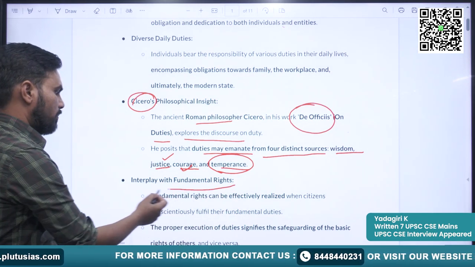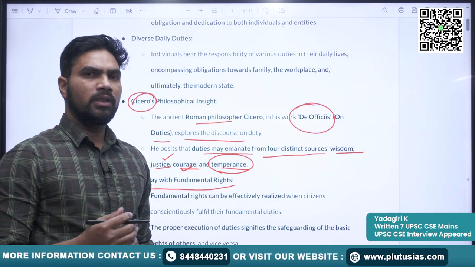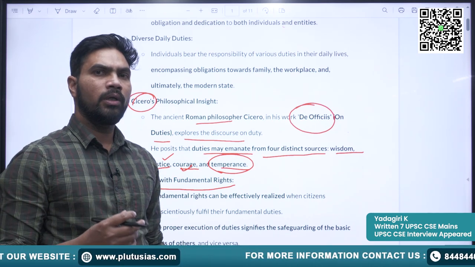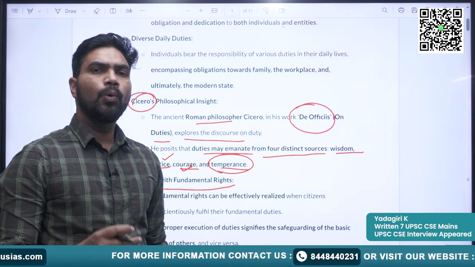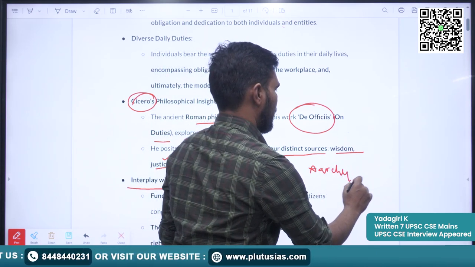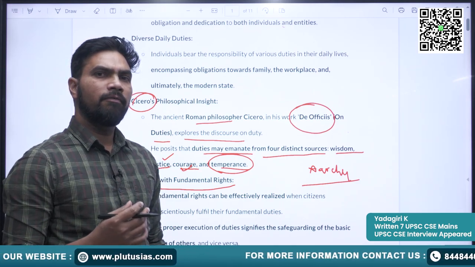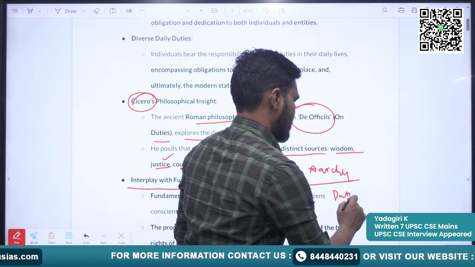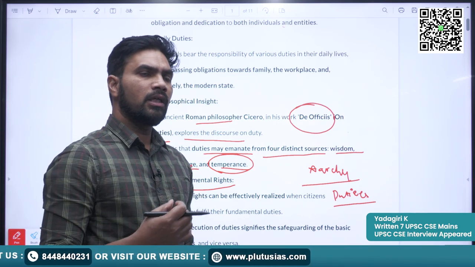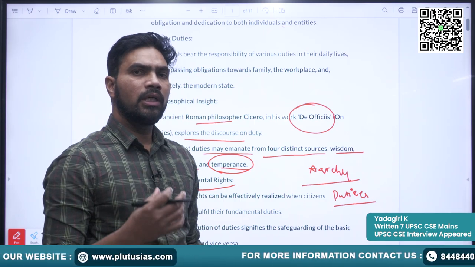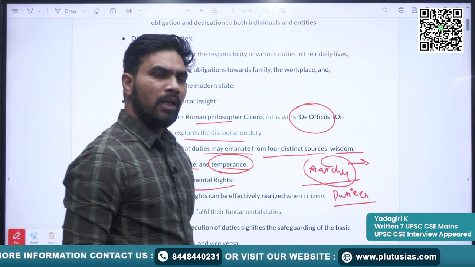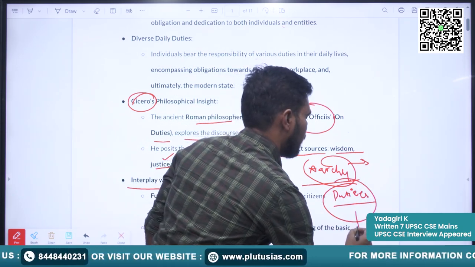Right, so another concept is interplay with fundamental rights. As we all know, fundamental rights are guaranteed to citizens and incorporated in part 3 of the constitution. So only giving fundamental rights to citizens leads to anarchy. So along with the rights, if we incorporate duties, that will lead to a balance. So people will have rights and they will also have to perform certain duties that will balance the same. Otherwise, if we only have fundamental rights, that will lead to anarchy. And similarly, if we have only duties and not the rights, it will lead to slavery.